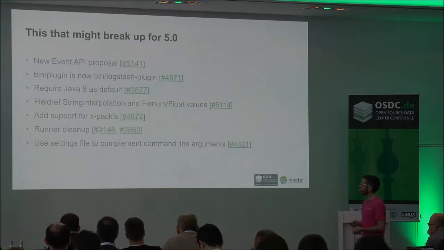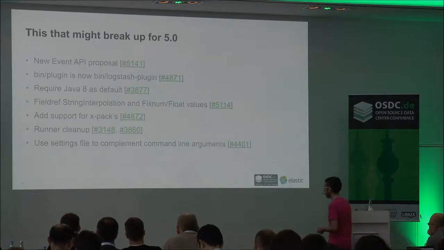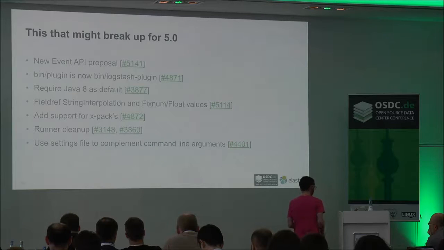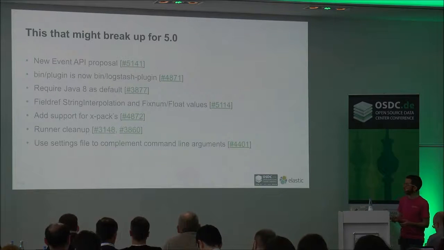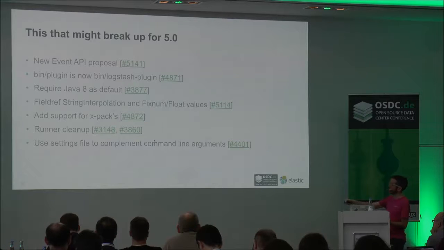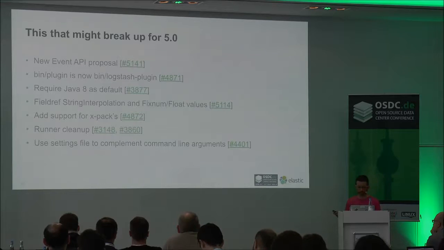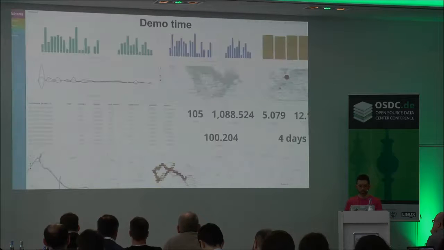We did a ton of runner cleanup. This means basically that you shouldn't use the agent option anymore. We did a lot of cleanup because we introduced the settings file, so we want to move things that usually happened in the command options to the settings. Do you have more questions? Any question about changes in Logstash? No? Are all of you sleeping or hungry?